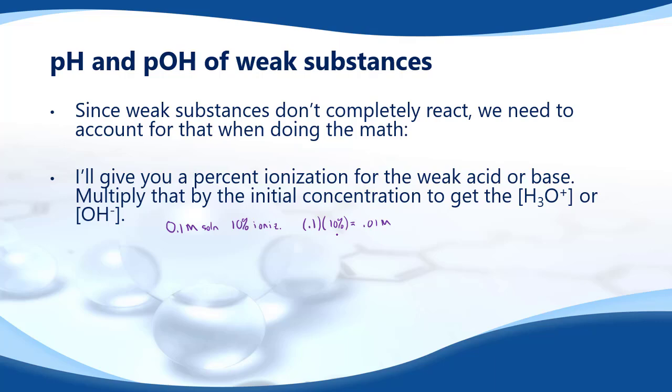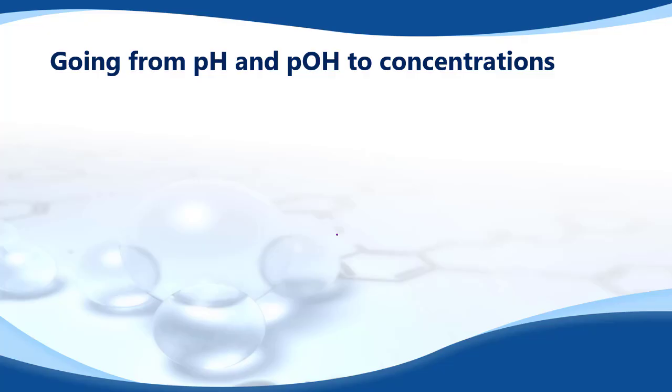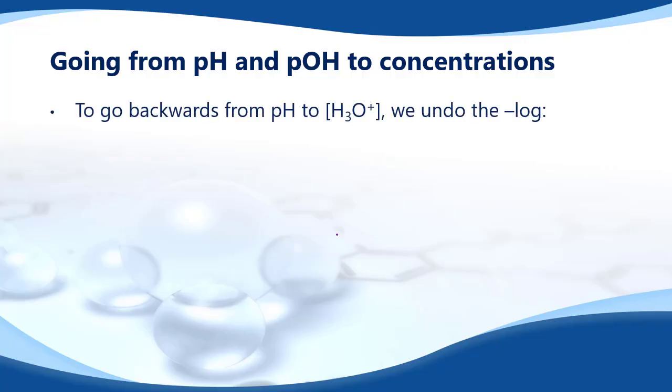Now, we've talked a little bit about going from concentration to pH, right? Just negative log the concentration. What if I want to go the other way? What if I have the pH or pOH and I want to know the concentration? Right? What we're going to do is undo the logarithm. Now, again, I don't expect you to know how logarithm math works. I'm just going to give you the equations. So to undo the logarithm, the acid concentration is 10 to the minus pH.